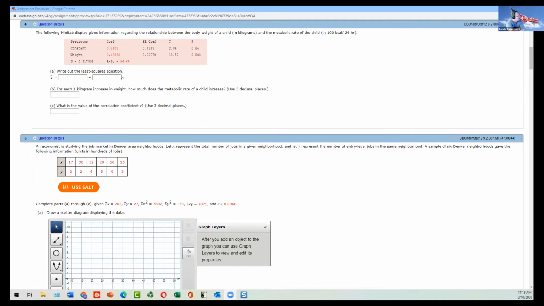That's probably easiest, right? The following Minitab display. Minitab's a piece of sophisticated software that you're not allowed to use, right? That's an example of it. It displays the information regarding the relationship between the body weight of a child in kilograms and the metabolic rate of the child.